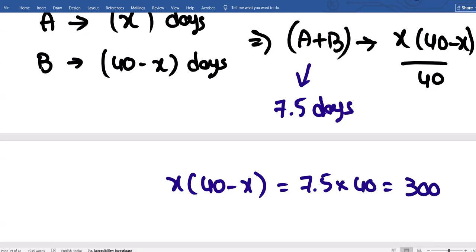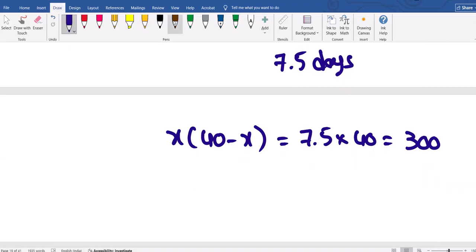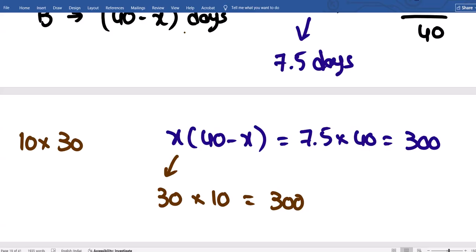Now again, don't waste your time by putting a lot of quadratic equation and all. This is 30 into 10. If X is 30, then 30 into 10 will be 300. So if we put X value 30, that's one thing. Or the other option is 10 into 30. One is 10 into 30, 300, or 30 into 10, 300. It's like X into 40 minus X.